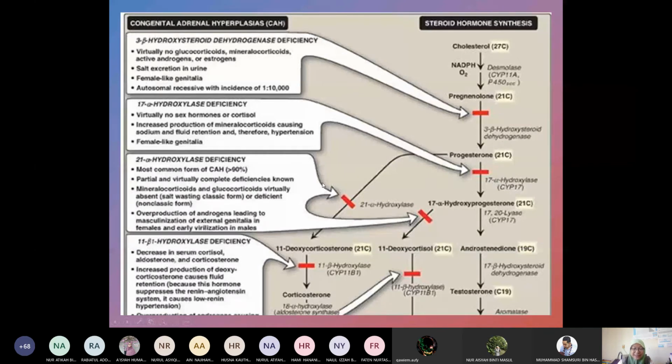If the 21 hydroxylase enzyme is totally deficient or lacking, it will defect not only the mineralocorticoid pathway, it also affects cortisol synthesis as well. You can see here, red color, block here, block here. But luckily, you can see that your androgen formation is successfully going on, isn't it? Because it does not rely on 21 alpha hydroxylase enzyme activity, right? So that means mineralocorticoids and glucocorticoids are virtually absent. Overproduction of androgen leads to masculinization of external genitalia in females, and early virilization in males.